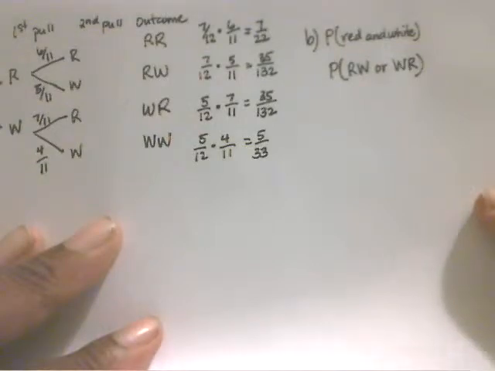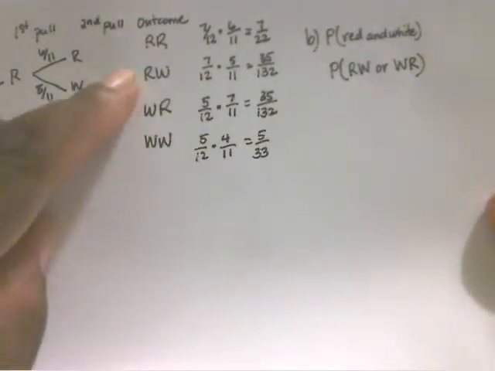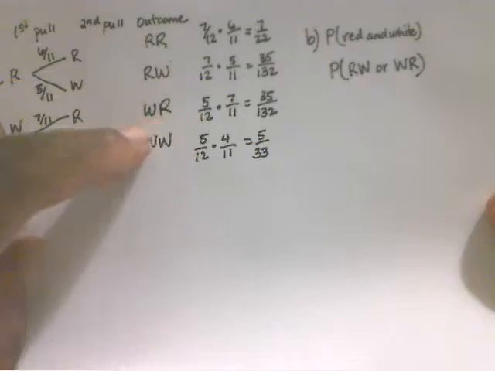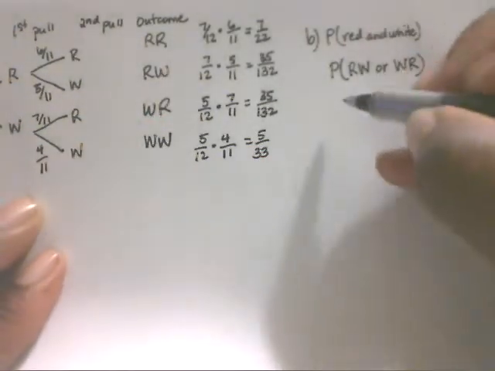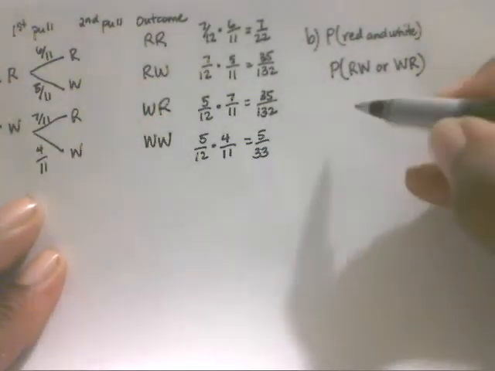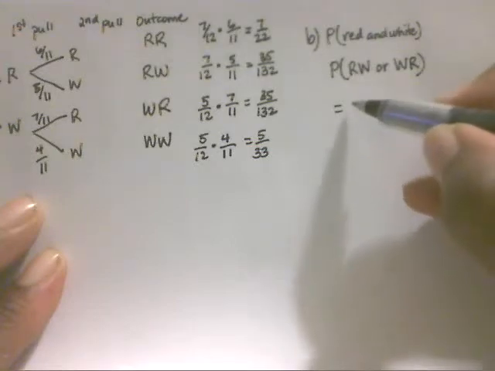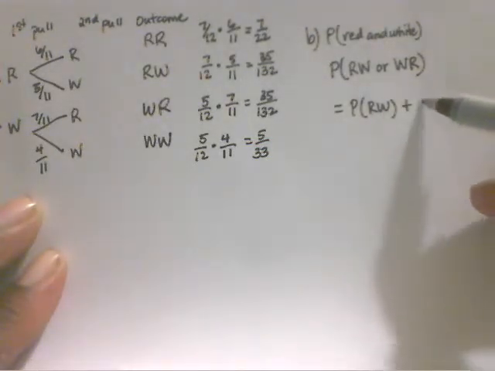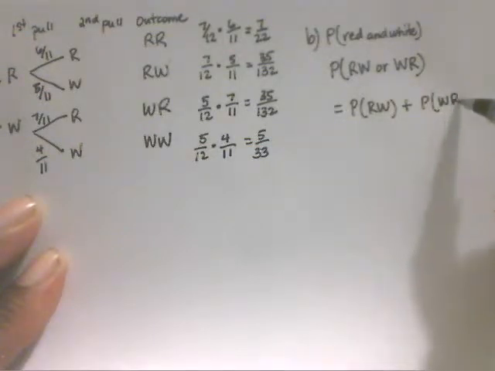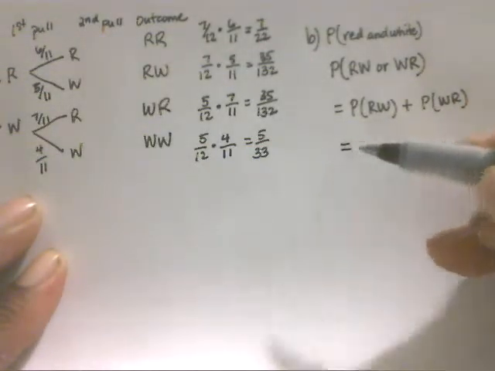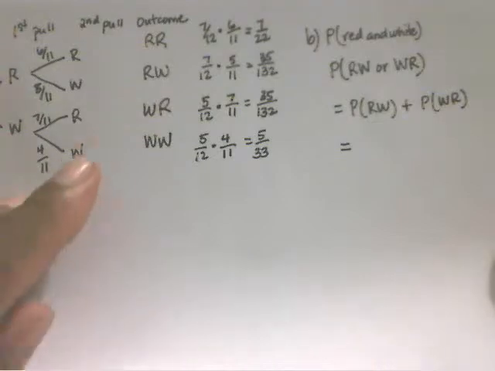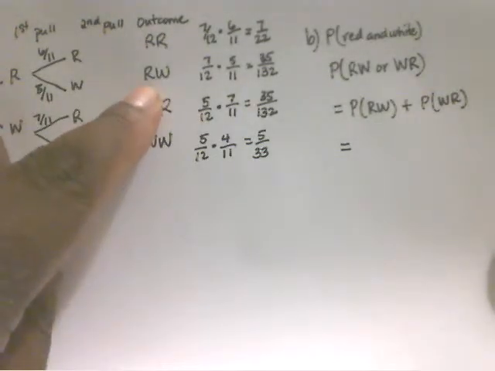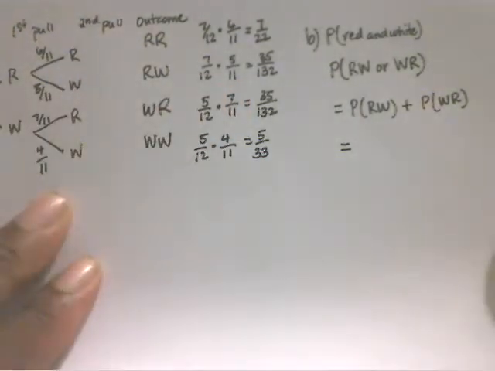Because a red and a white gumball could be these two options, a red and a white or a white and a red. And in this case, you're going to add those individual probabilities here. That's the probability of selecting a red and a white, plus the probability of selecting a white and a red. Now, from that tree diagram, the probability of selecting a red and a white was 35 over 132.